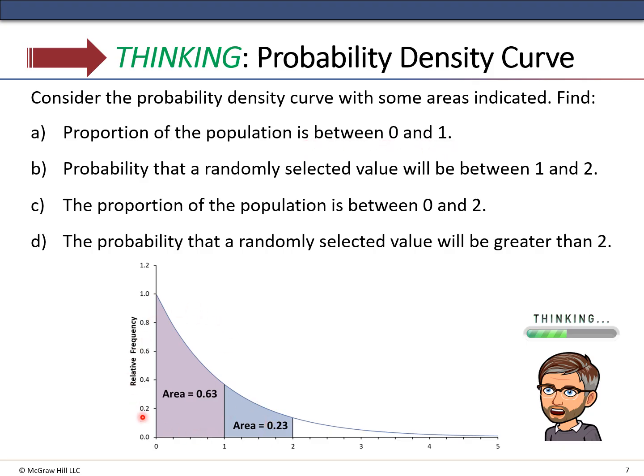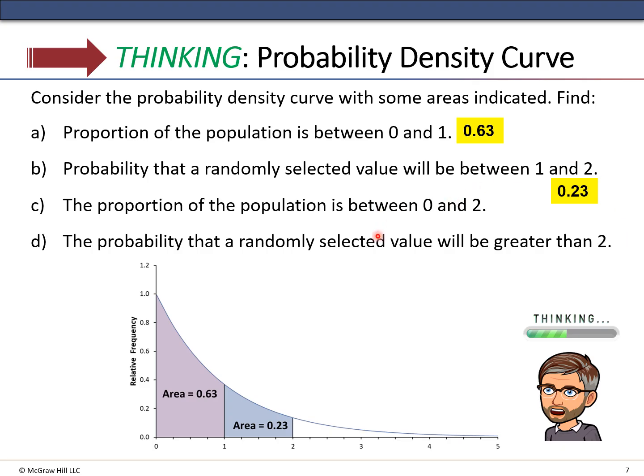Well, looking at the graph, we can see the area underneath the curve between 0 and 1 is 0.63, which represents the proportion, the probability, or even the percent of the area. And so the answer to number 1 is 0.63. The probability that a randomly selected value will be between 1 and 2. Again, we see here that the area under that interval between 1 and 2 is 0.23. That is our probability, just like it was the proportion in number 1. These are kind of interchangeable.